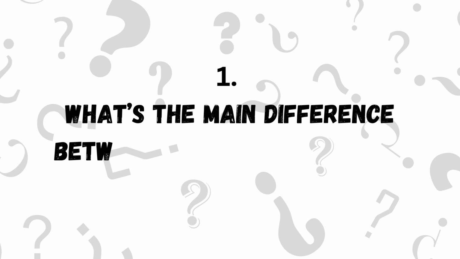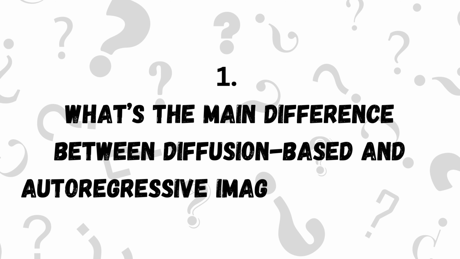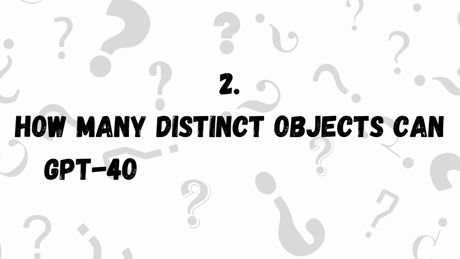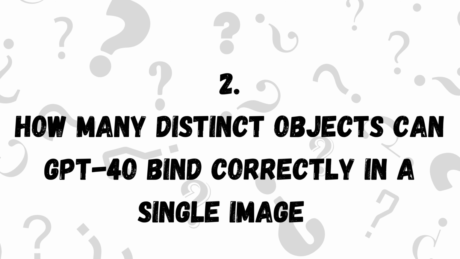Quiz time. 1. What's the main difference between diffusion-based and autoregressive image generation? 2. How many distinct objects can GPT-4o bind correctly in a single image?